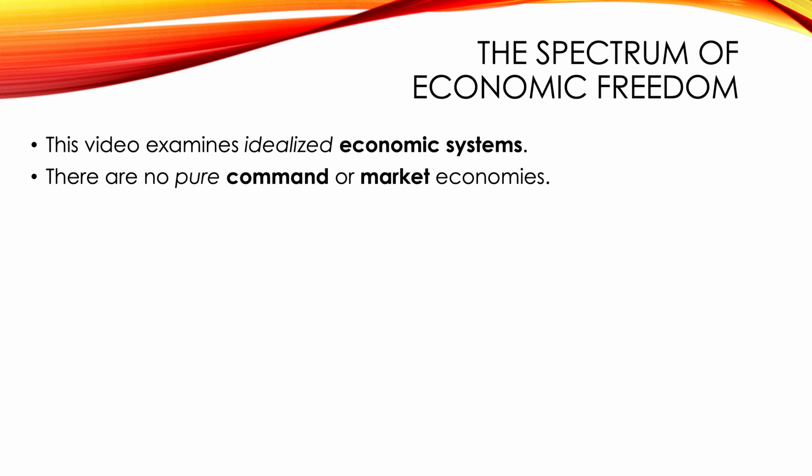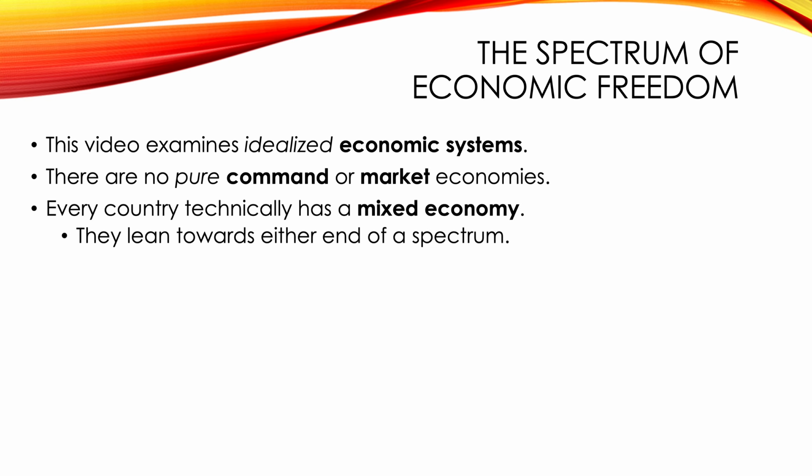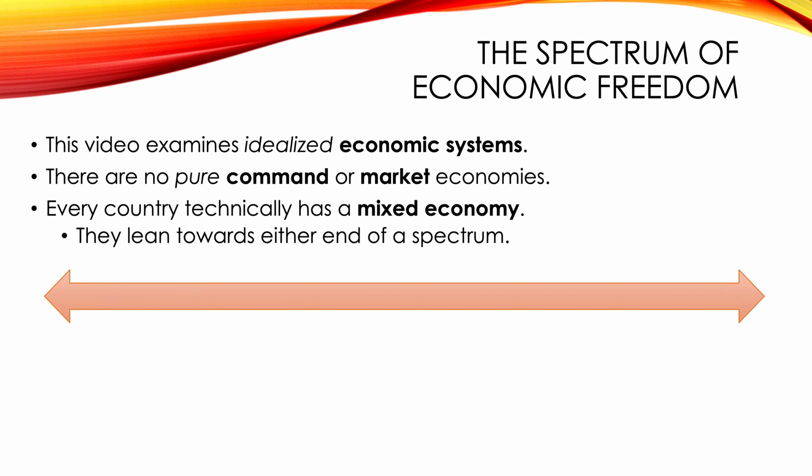So the key thing here is that there are no pure command economies or pure market economies. In the real world, every country technically has what's called a mixed economy. There are some aspects of a command economy, some aspects of a market economy, and countries find the balance. So it's set up like this. You've got a spectrum. On the one end, you've got market. On the other end, you've got command. And every country exists somewhere on this spectrum, right?